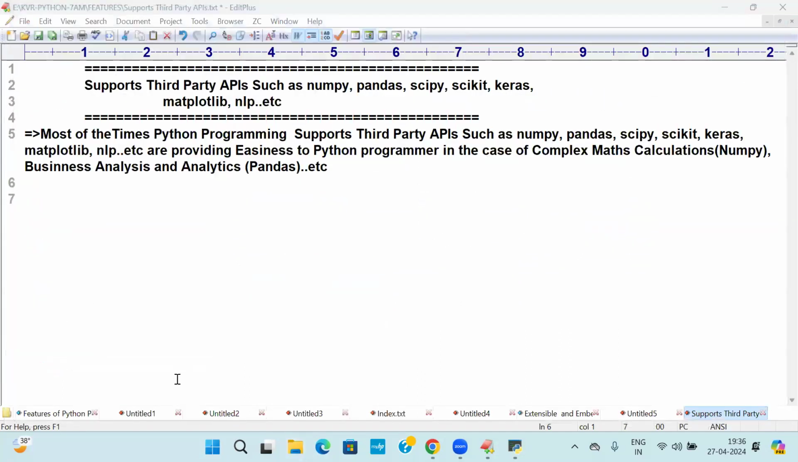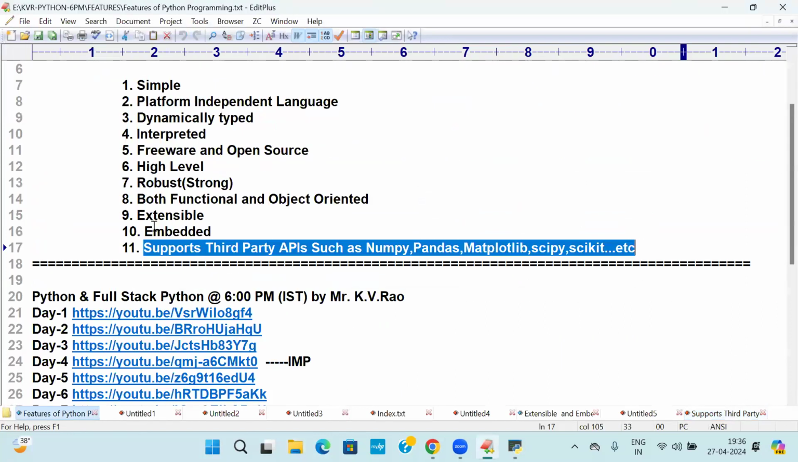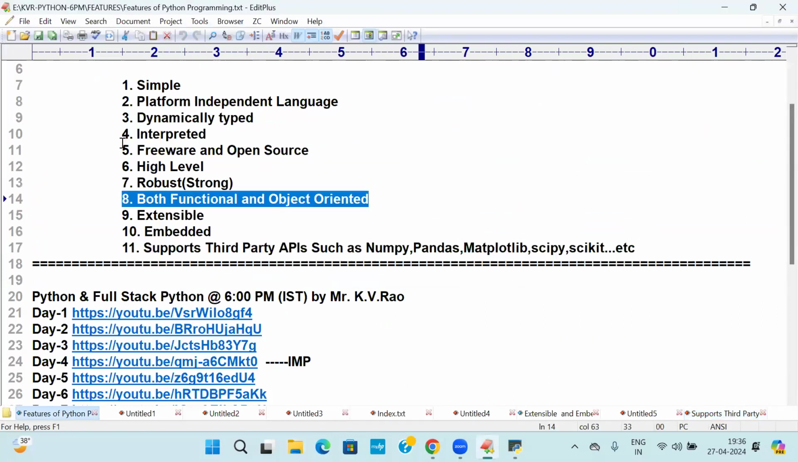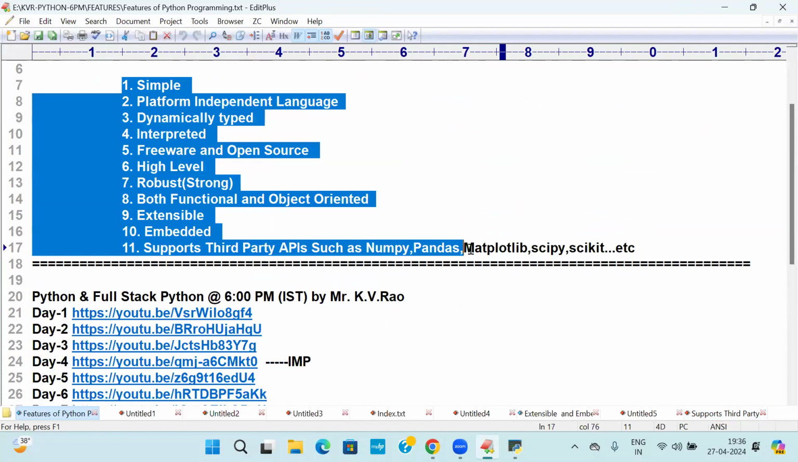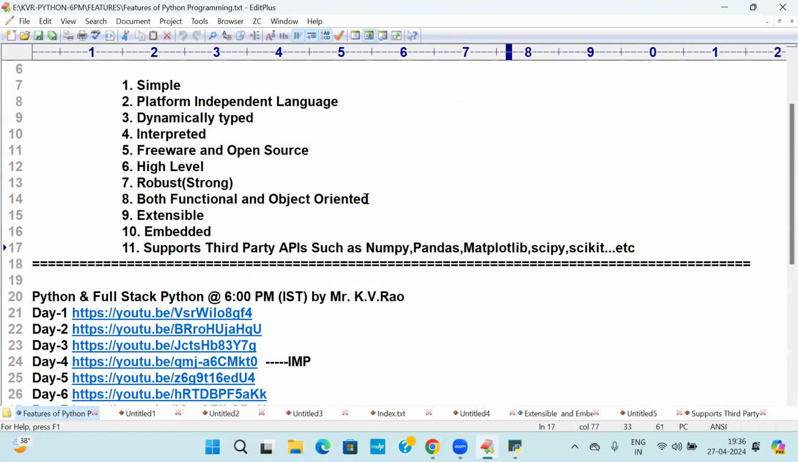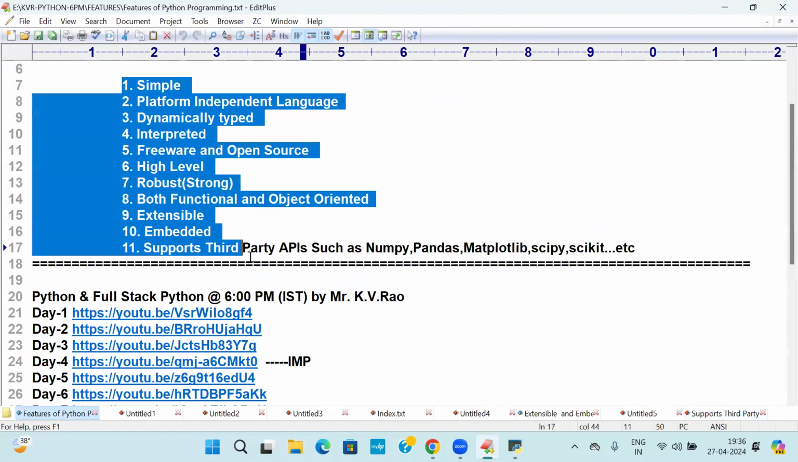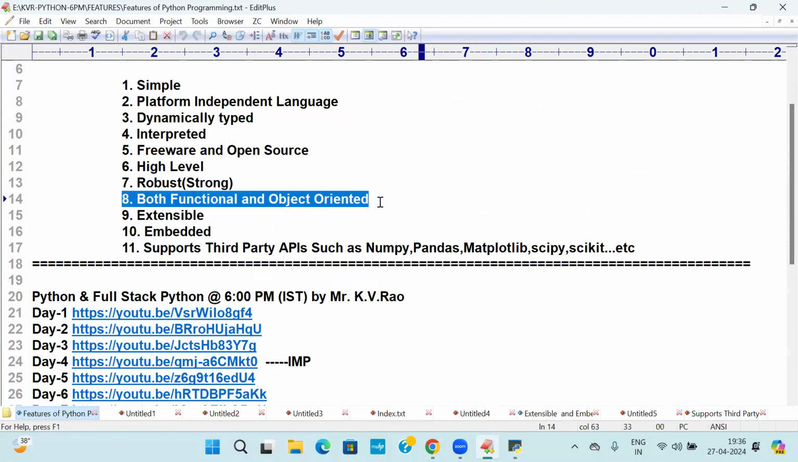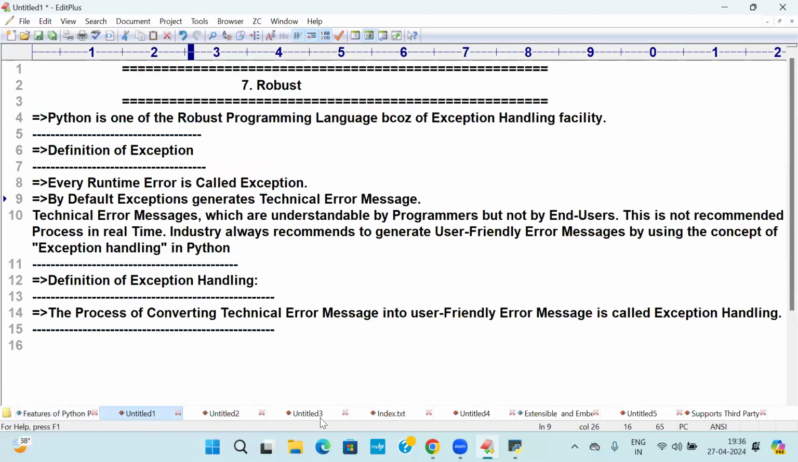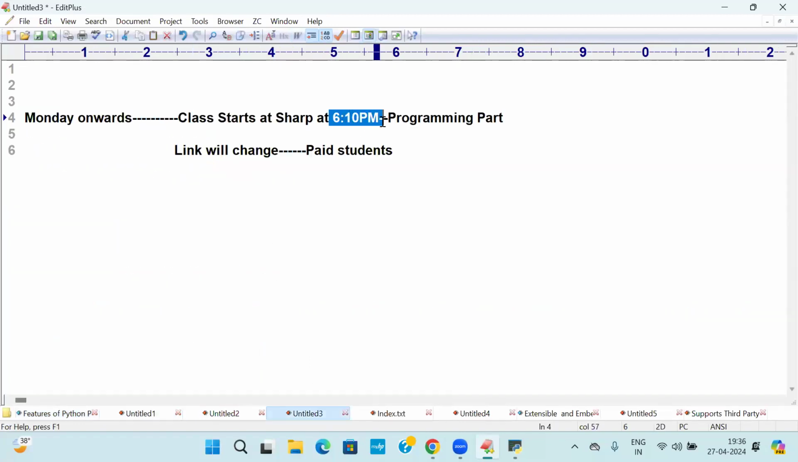So I hope students today you understood, except the 8th one, rest of them you understood, I think so. So these features I explained so systematically, and except the 8th one, everything is explained. And in Monday class, it will be starting sharp at what time? 6:10. Programming I am going to start.